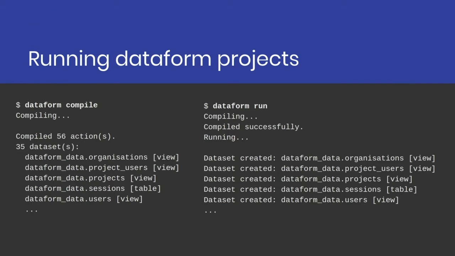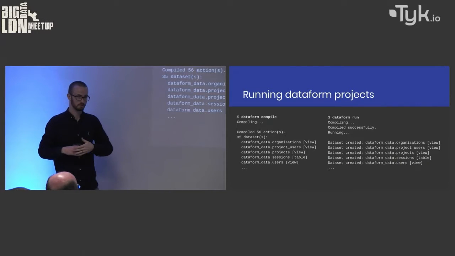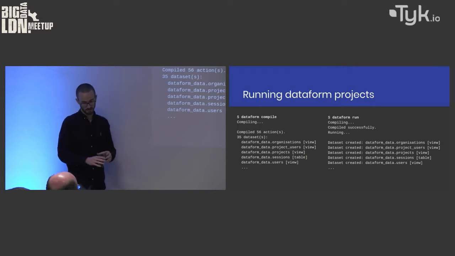So this is an open source framework. You can do this. You can create those files. You can compile it. You can run it. This isn't from those examples. This is our actual project, where I think we have like 56 different data sets or actions that we're performing. You can compile those, and you can run those, and they will run in the correct order, and they will be generated inside your data warehouse.